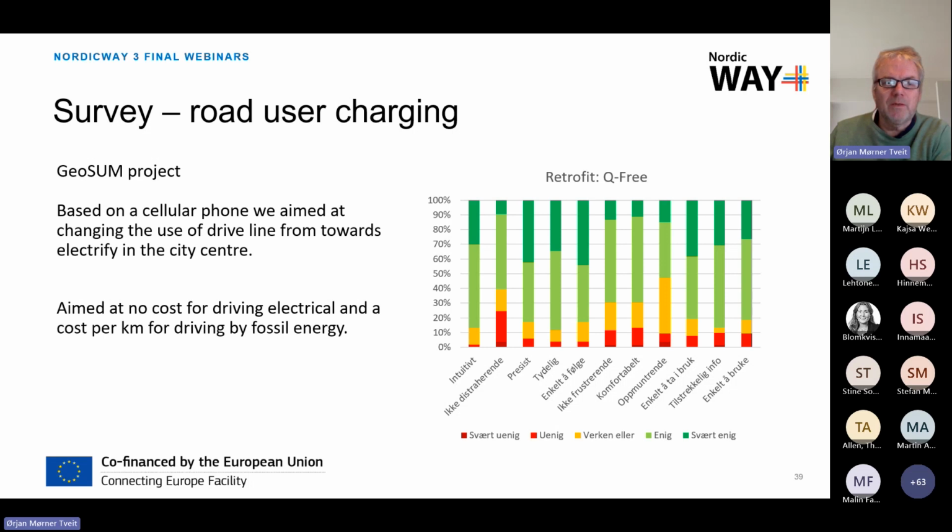If they were only driving electrical all the way, they would have no cost, and we saw that they were quite positive to anything that we asked them about when it comes to how they perceived it. It's documented in a research paper and will be more thoroughly described in the evaluation report.